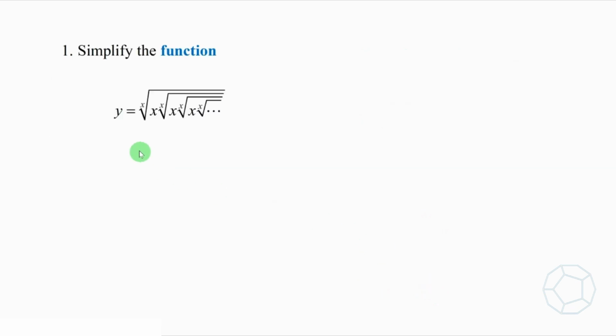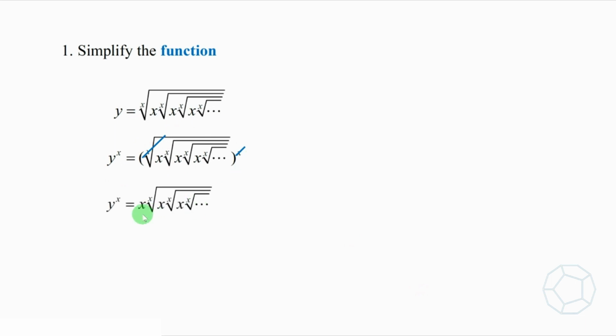First things first, the infinite radicals are too complicated. We cannot differentiate it right away. To simplify it, let's take power x on both sides. Then the left-hand side is just y to the power of x. For the right-hand side, the first radical of x and the power x are cancelled. Therefore, we have x times the infinite radicals.